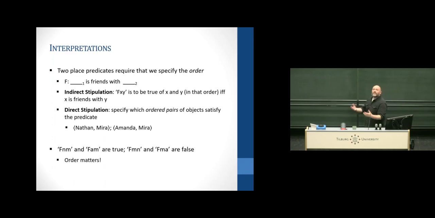Well, with these, we have the same tools. We can indirectly stipulate. We go out and we find, hey, what are the relations that hold? We look at Finn, we look at Marceline, we look at Princess Bubblegum, we find who loves who. Or we directly stipulate. But when we directly stipulate, instead of just listing the people who are in the extension, we list the pairs. And we list the pairs in the order.